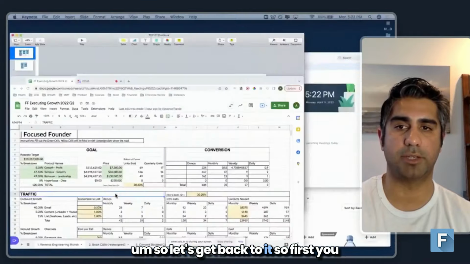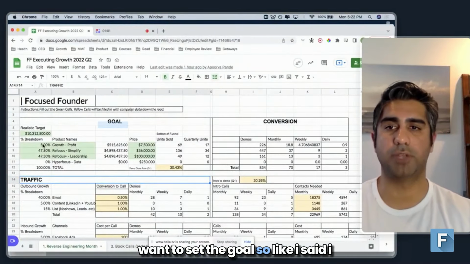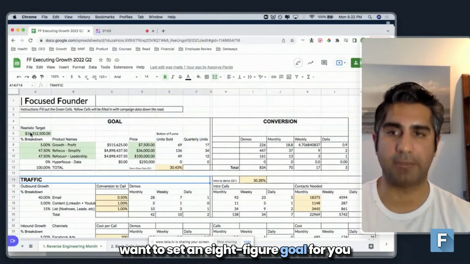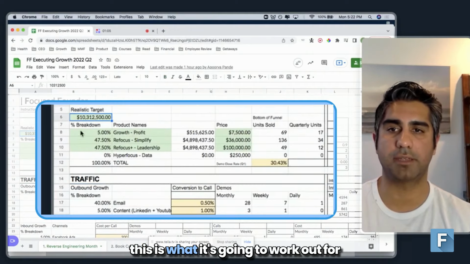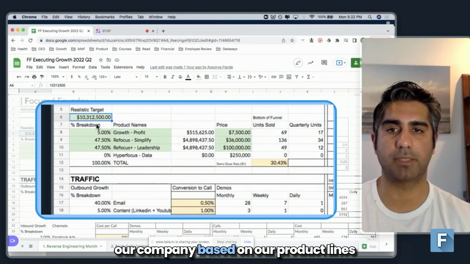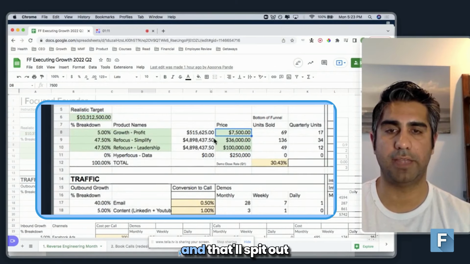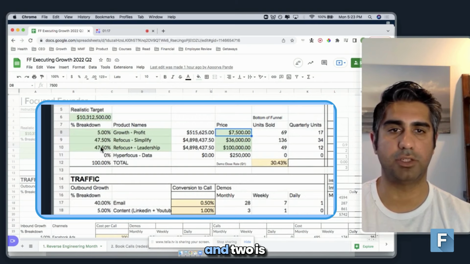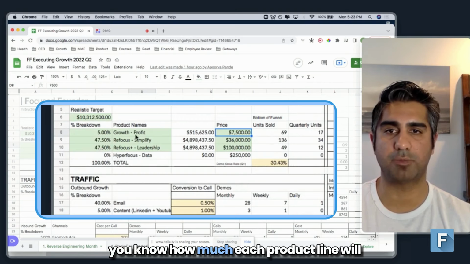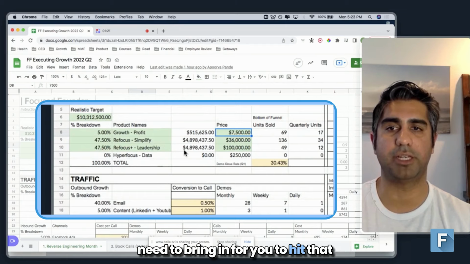So let's get back to it. So first you want to set the goal. So like I said, I want to set an 8-figure goal for you guys. So this is what it's going to work out for our company based on our product lines. Then you want to input your products here, and that'll spit out a couple of different things. One is how many units you need to sell. And two is how much each product line will need to bring in for you to hit that goal.